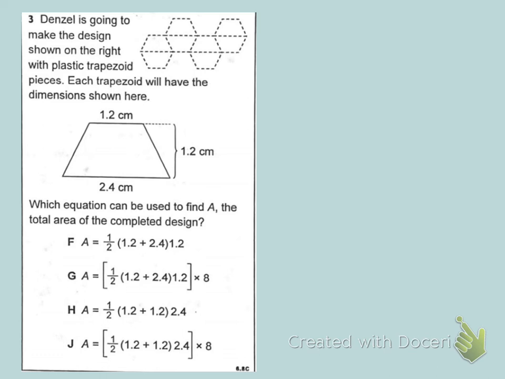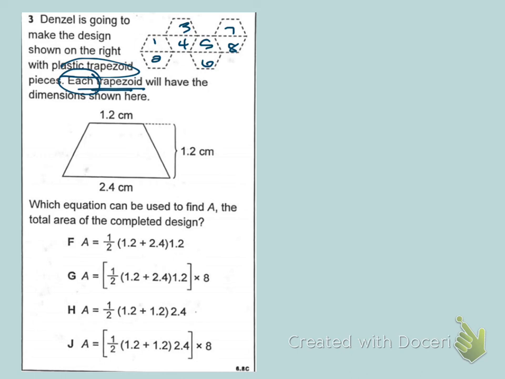This one is talking about Denzel. It's going to make the design shown on the right with the plastic trapezoid, and each trapezoid will have the dimensions shown here. So let's count how many there are. 1, 2, 3, 4, 5, 6, 7, 8 total because it said each. So this just represents 1.